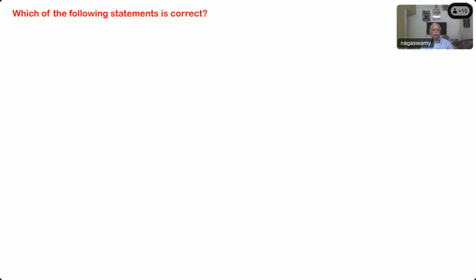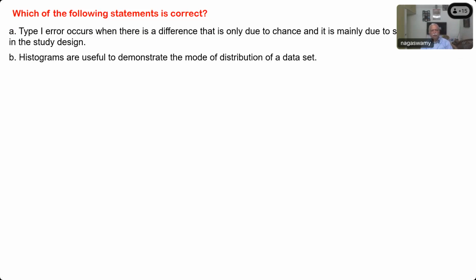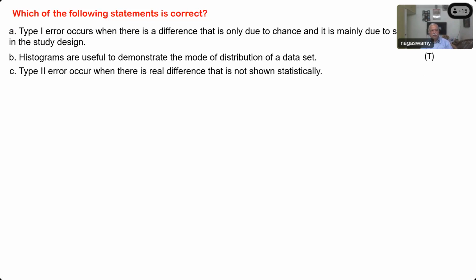Which of the following statements is correct? Type 1 error occurs when there is a difference that is only due to chance, and it's mainly due to statistical errors in the study design. Histograms are useful to demonstrate the mode of distribution of a data set. Type 2 error can occur when there is a real difference that is not shown statistically. And mean, median, mode are equal in normal distribution.